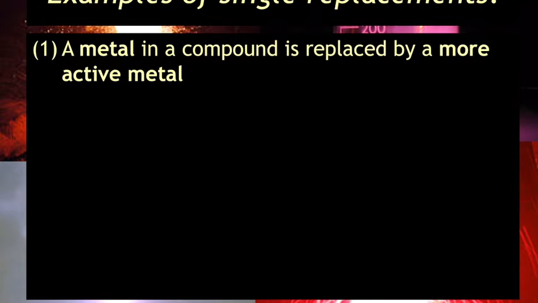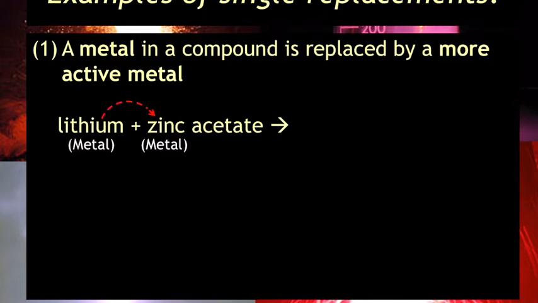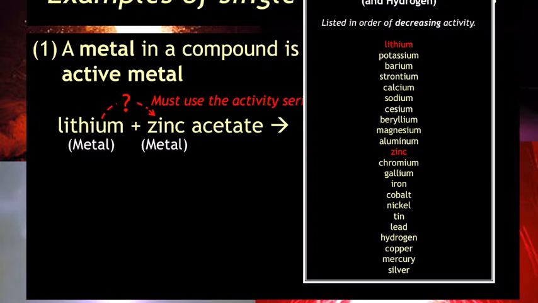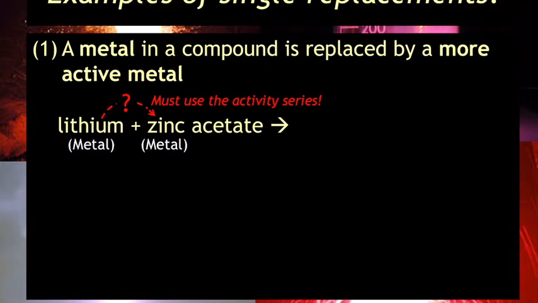So, as a rule, a metal in a compound is only replaced by a more active metal. We have to make sure that lithium is more active than zinc, so we have to use our activity series. Now here is the general activity series of metals. You will find this inside your periodic table reference chart that you have access to in class. And we can see that lithium is in fact more active than zinc. So we end up with zinc plus lithium acetate.